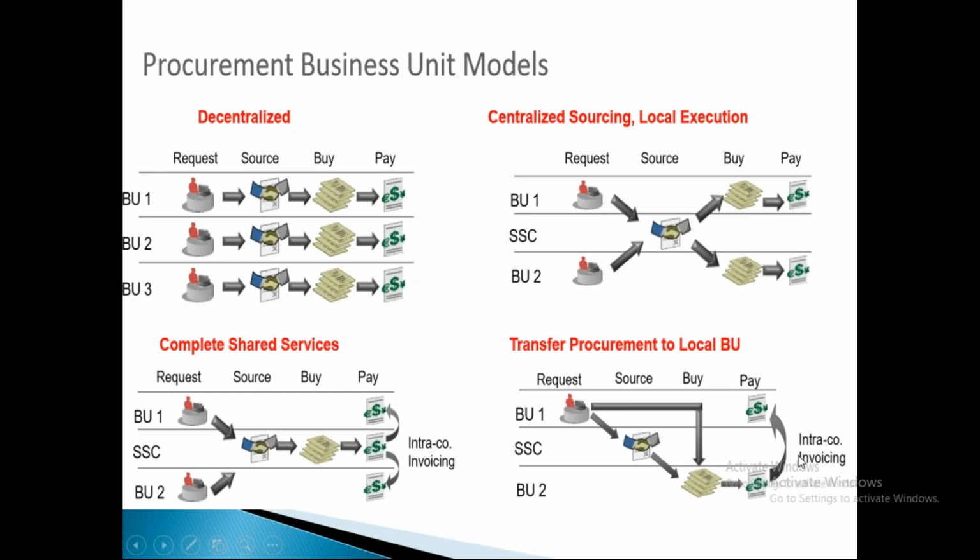And the last model is transfer procurement to local BU. Here BU1 is requesting, it is sourced by your shared service center, and then bought by BU2, and paid either by BU2 or by BU1. So we are not performing each step in each respective BU.